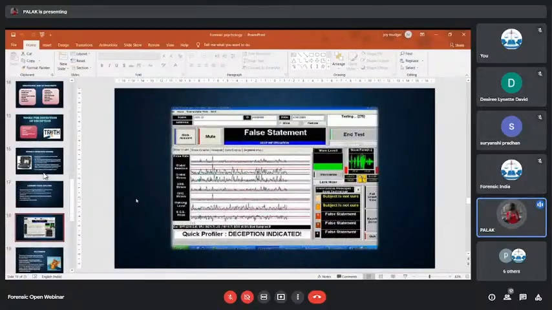In this picture, we can see that the thing we speak is detected, and there are different factors on which these are detected. We can see here this is a quick profiler, where the deception is indicated if it's a true or false statement.